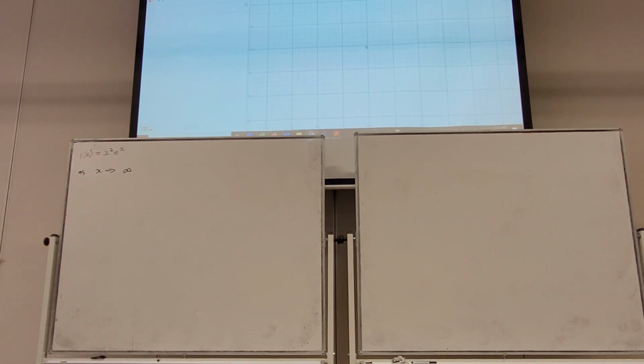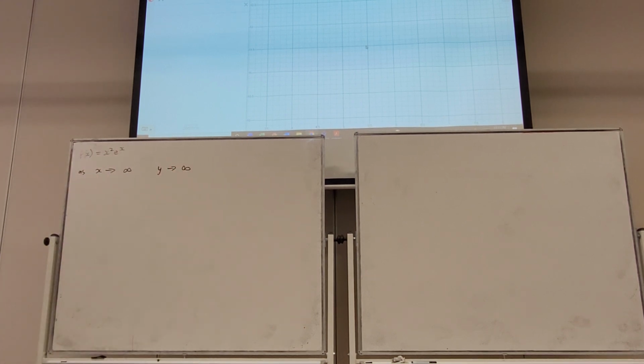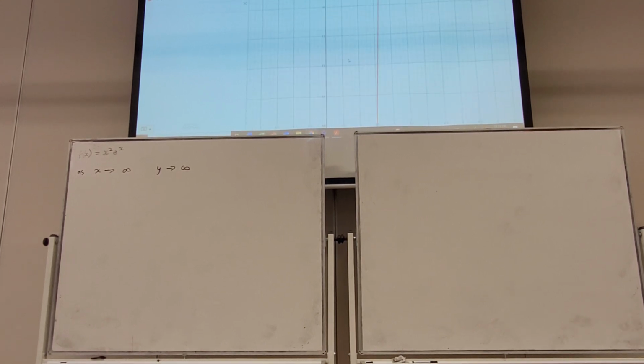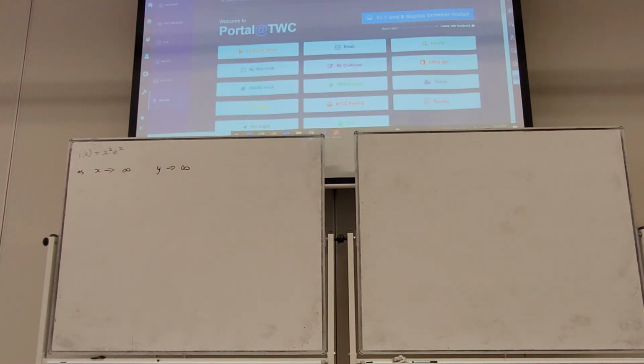We can see that from the graph. As x approaches infinity, y approaches infinity. How can I see that? I can see that because it's going up forever. It doesn't appear to have any asymptote or anything like that. It's just going up. And you can zoom right out and see that characteristic more clearly.